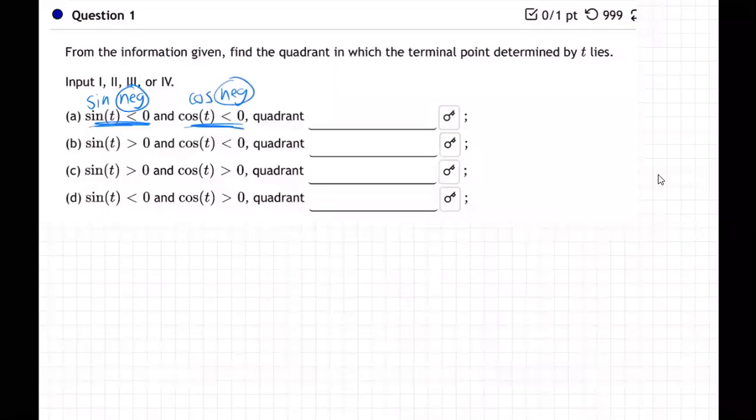So for part A, they're saying we're at some angle t. I don't know why they're not calling it theta, but that's what they usually do. Now they're calling it t, whatever. They could call it Mary if they want to. It's just an angle. So some angle t, and the sine is negative, less than 0, and the cosine is also negative, less than 0. Which quadrant must we be in? That's the question. Well, let me help you with that.